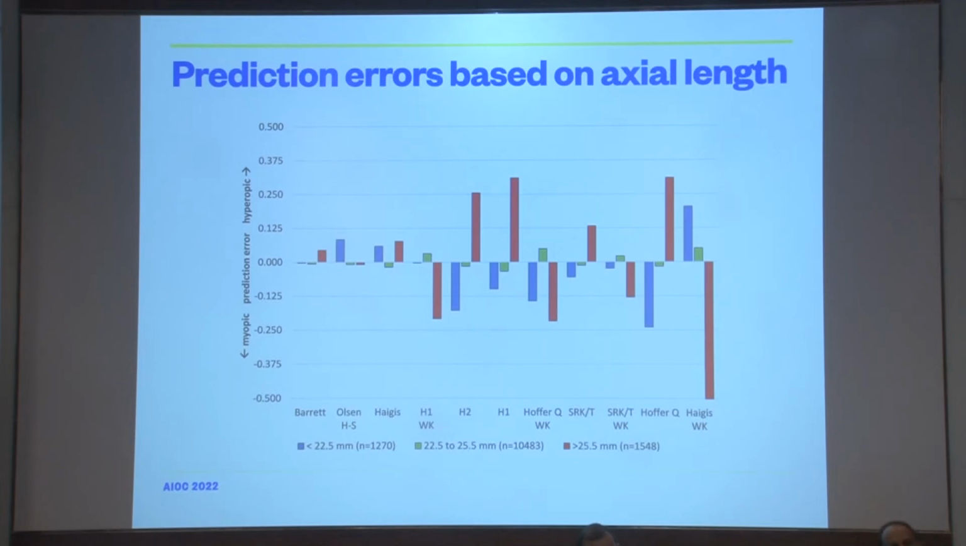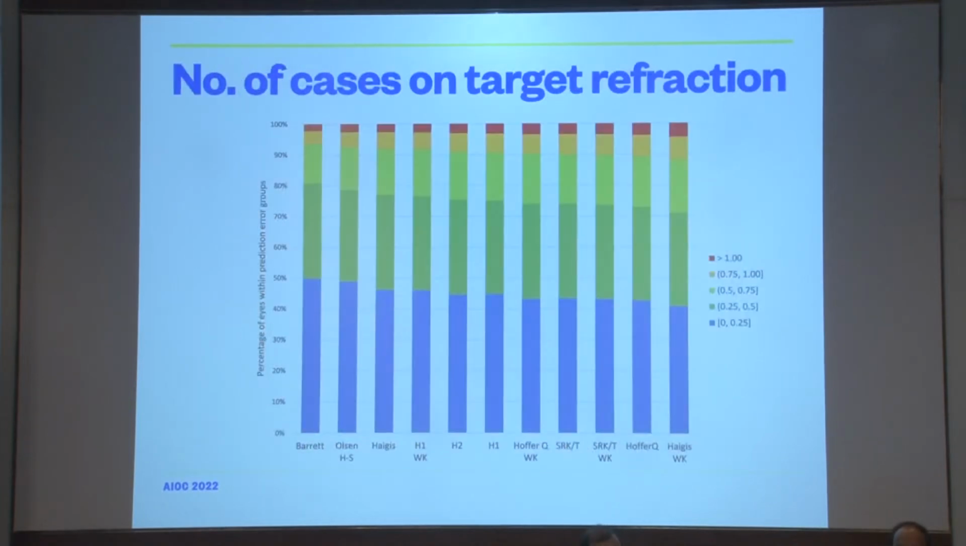Now this graph talks about the prediction errors based on the axial length. Here we are talking about the shorter axial length, which is blue. The green is the normal and the red is the longer eyes. And here these are prediction errors. So the bars should be as small as possible. The longer the bar, the more error it is. So here you can see in the leftmost there are minimum bar heights, which is there in the Barrett and Olsen, and towards the right we go with the increasing bar. So again this shows that the Barrett and Olsen are quite good across the board of axial lengths.